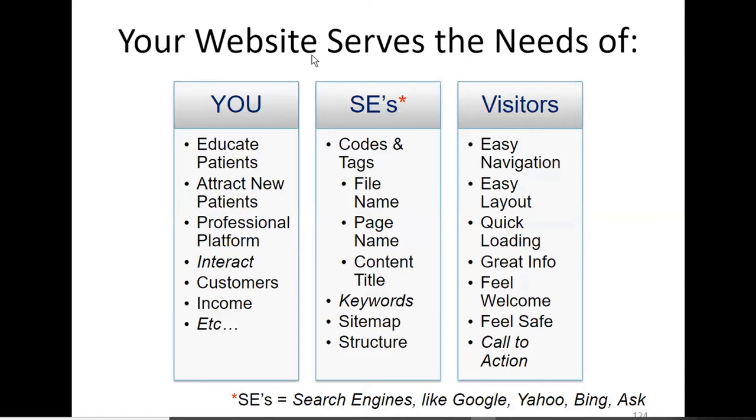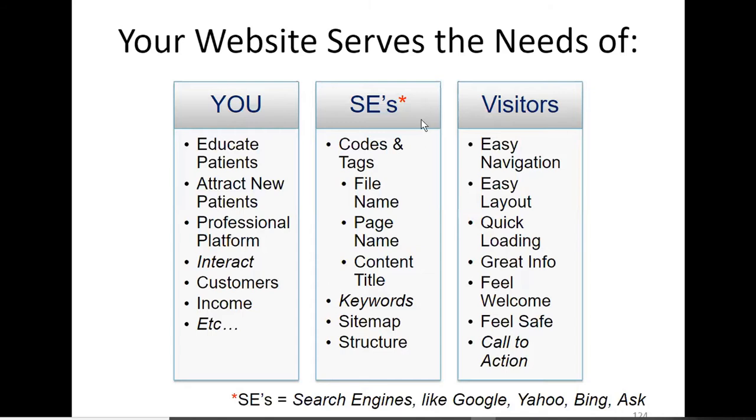There are 3 things that you need for your website. You need to be able to show who you are, so explain who you are. This is a way to educate patients, attract new patients, show your professionalism, interact with patients, or invite them to subscribe, for instance, to get new customers, and ultimately to generate income.